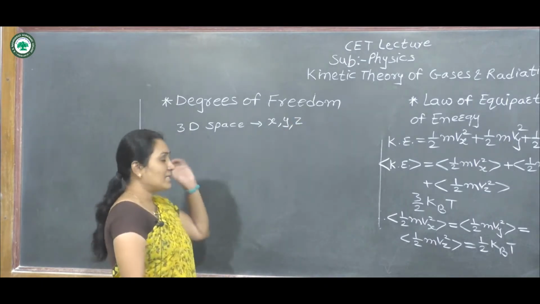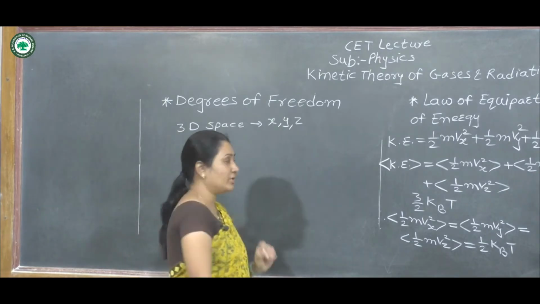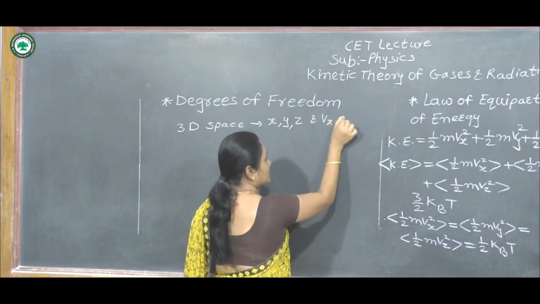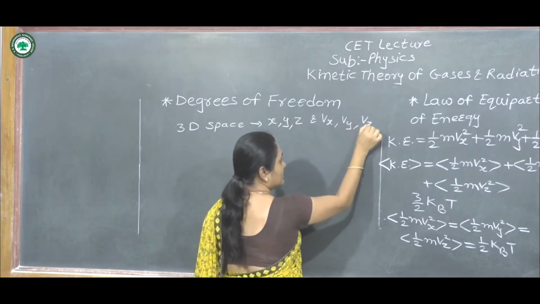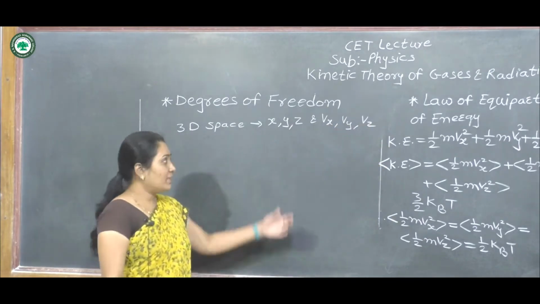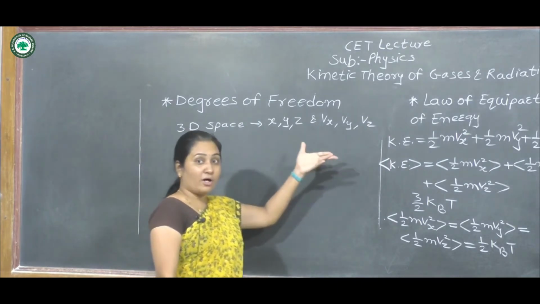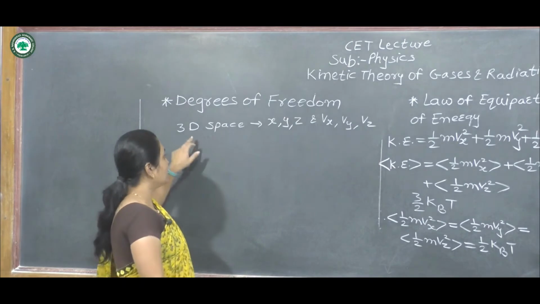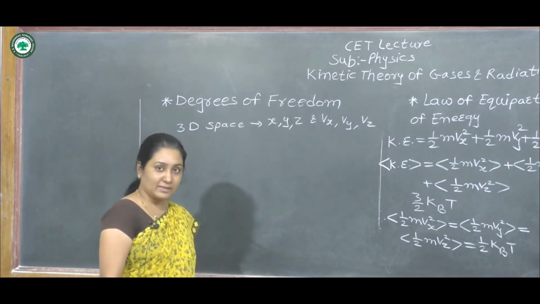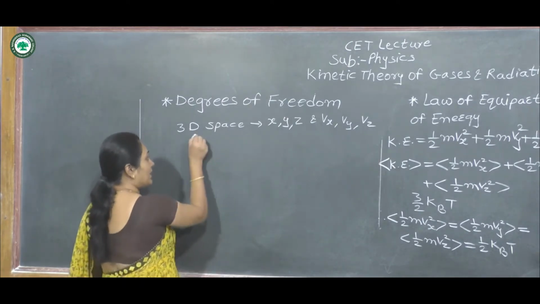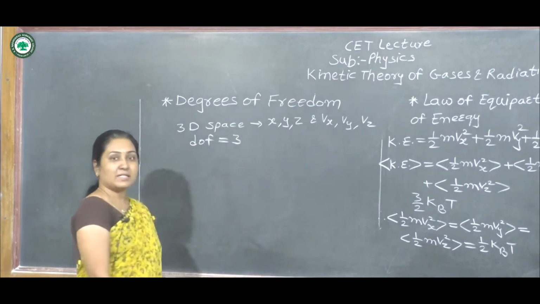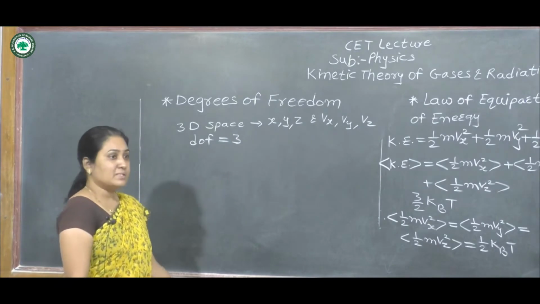Also, it has three velocity components, for example vx, vy and vz. So the number of quantities or the number of coordinates required to describe this three-dimensional space are 3. So the degrees of freedom for three-dimensional space is 3.